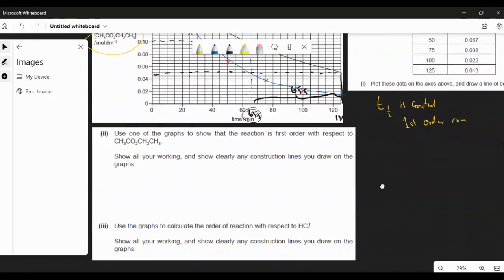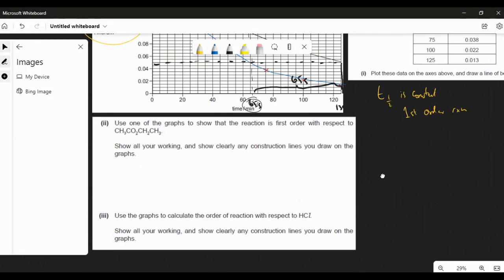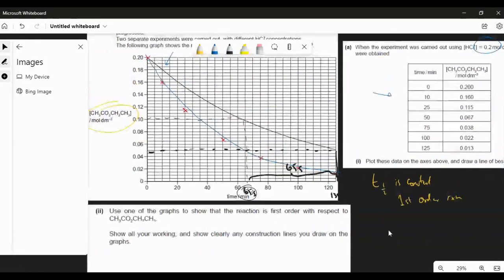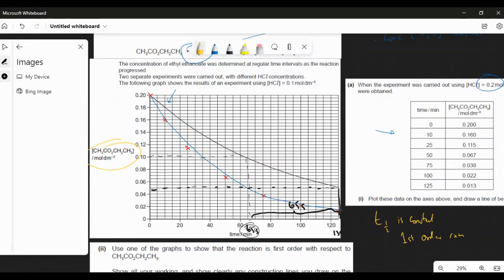Next one: use the graphs to calculate the order of reaction with respect to the HCl. Show your working. Now, obviously, we know the first graph. Let me use my black again. This one is 0.1 molar, and the second one, the one we've drawn, is 0.2 molar. Now, which one is faster? Well, our one is faster because the gradient is more in our one.